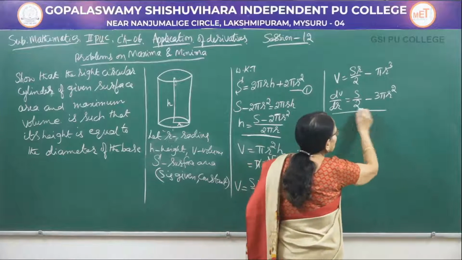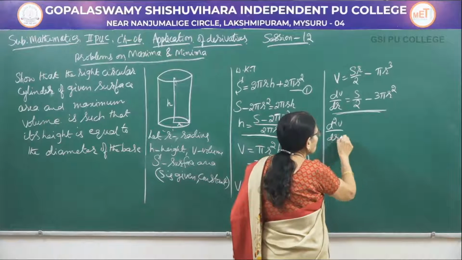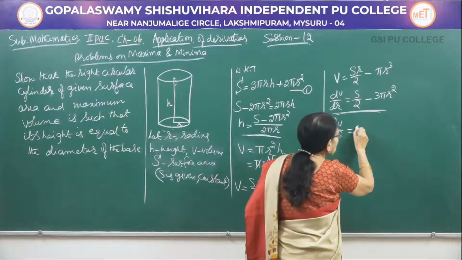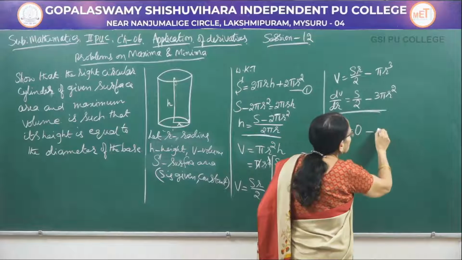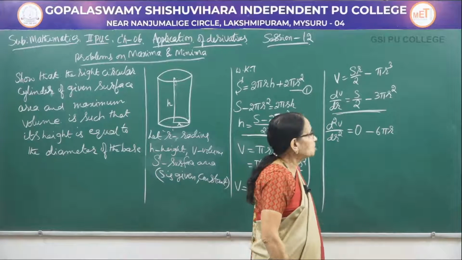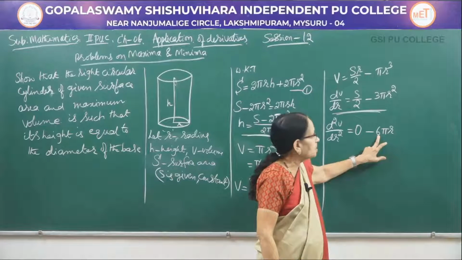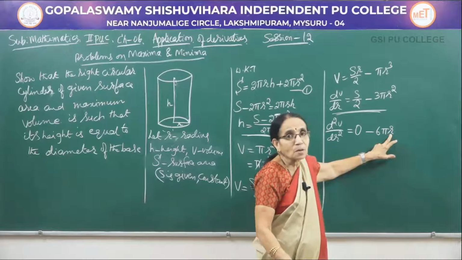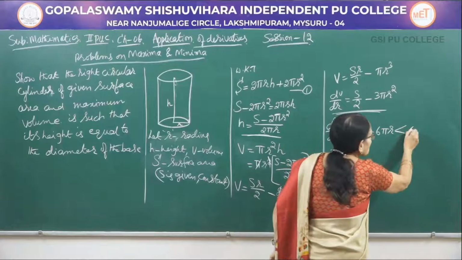Now, this is the first derivative. Now, go for the second derivative for the confirmation. d square V by dr square is, this is constant, so it becomes 0, minus 3 into, this is 6 pi r, isn't it? When you differentiate r square, we get 2r, so 6 pi r. Now, 6 is a positive number, pi is a positive number, and r being the radius can never be a negative number, it is a positive number. So, minus of this one means it is less than 0.